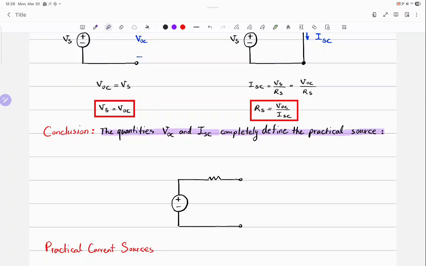So if this is your practical source, what is the value of the voltage source? The ideal voltage source is V open circuit. What is the value of the resistor? VOC over ISC. Did that make sense to everyone? Except you two? Okay.